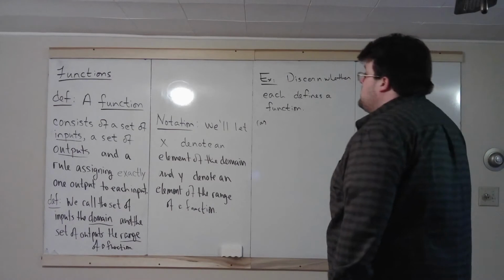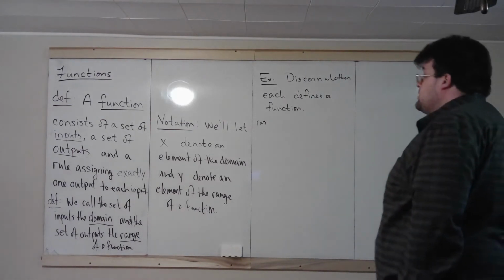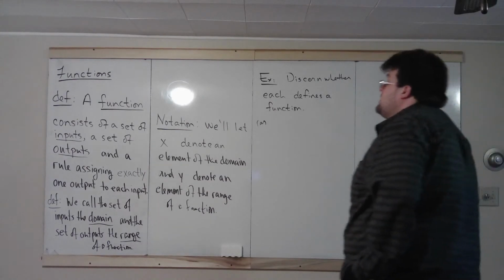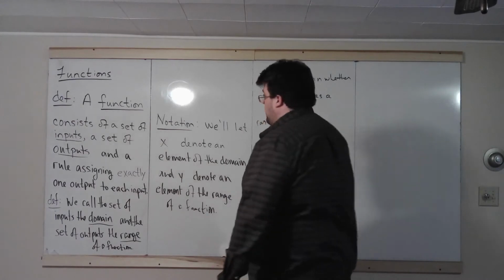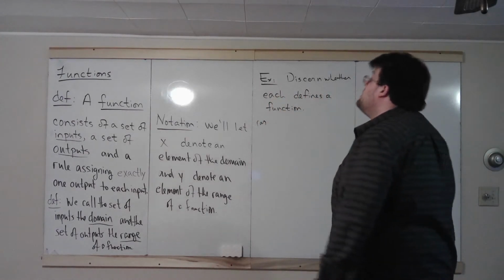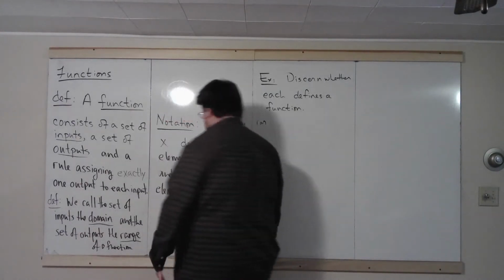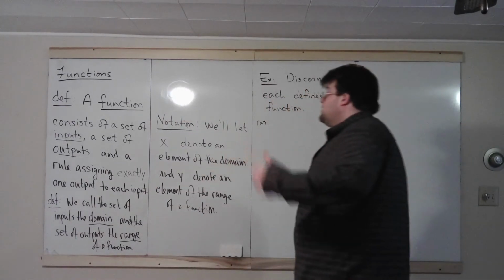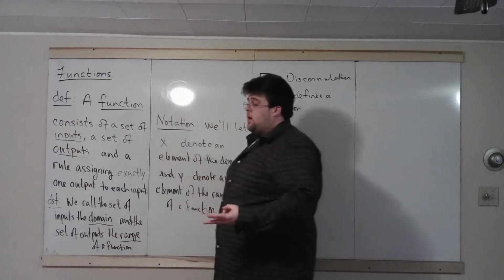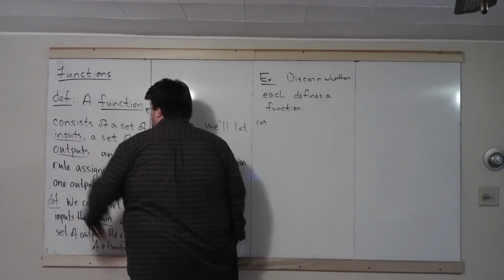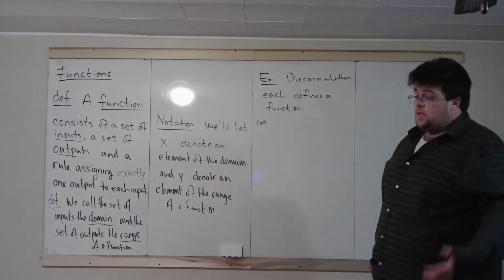Definition. A function consists of a set of inputs, a set of outputs, and a rule assigning exactly one output to each input. And in math, there is standard notation for all of these things in the function. Before we get to the notation, let's establish another definition. Well, before that, notice this function definition, there are three parts. A set of inputs, a set of outputs, and a rule assigning exactly one output to each input.